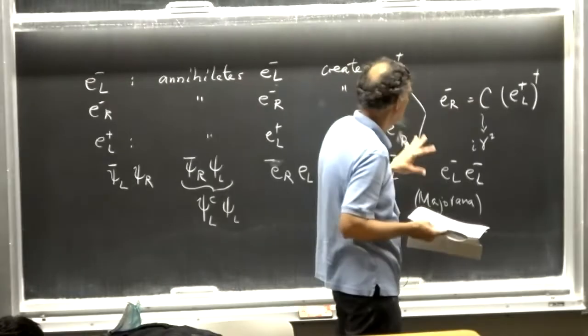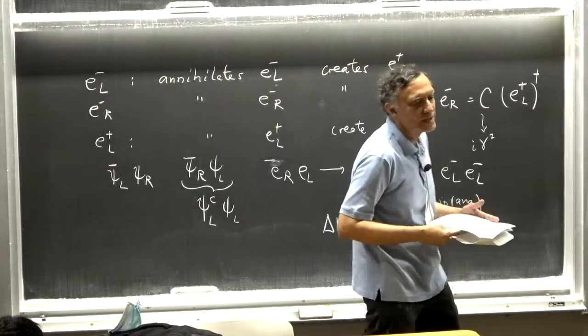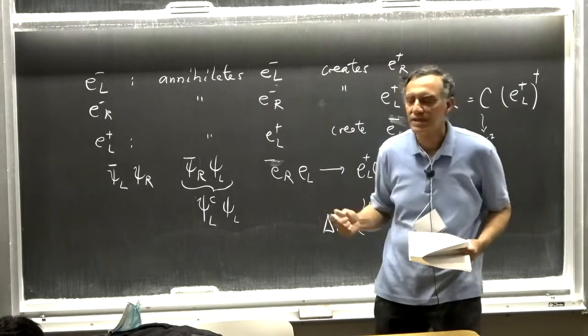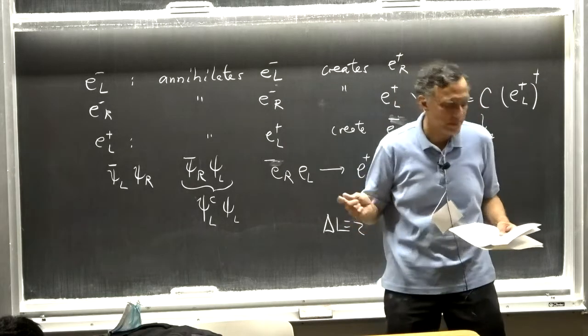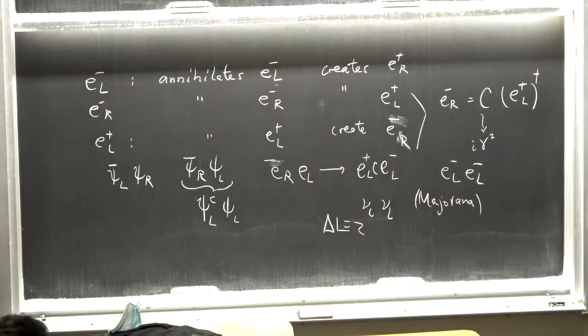This is sometimes called the naive dimension, or the engineering dimension, because we'll see that there's anomalous dimensions. Due to interactions, what's called the scaling dimension of the operator can change. And so we'll briefly mention that.